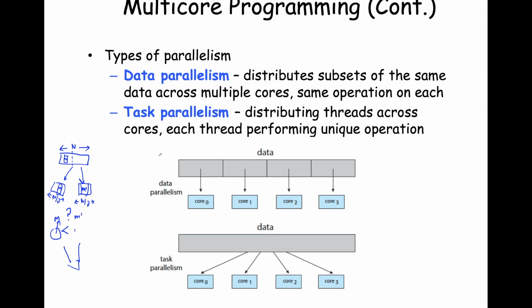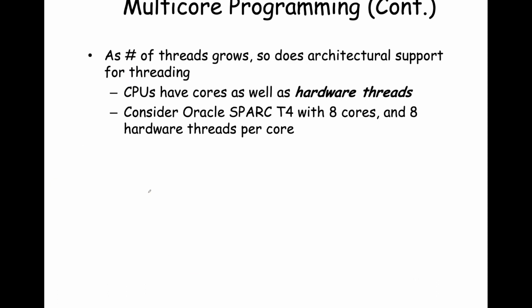So in one, you're chopping up the data and distributing it, and the task stays the same. In the other, you're keeping the data together, but you're distributing the task, and these tasks are different from one another. Okay. So as the number of threads grows, of course, certainly you need sophisticated mechanisms and APIs that allow you to support this threading. And so with an increased number of threads, you also have support in the architecture of the underlying system for this threading.